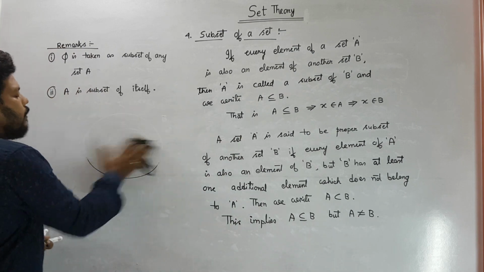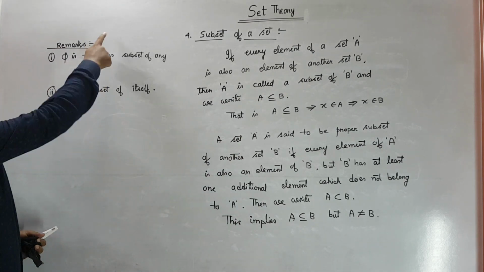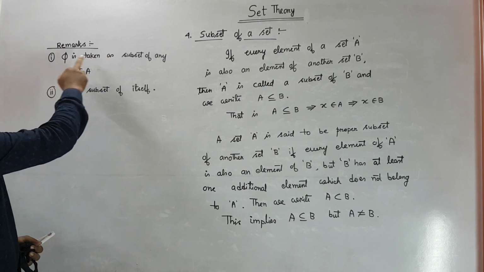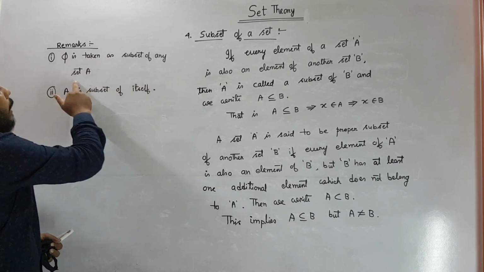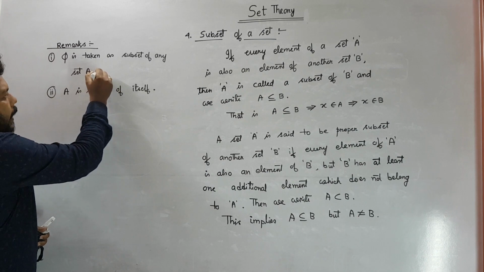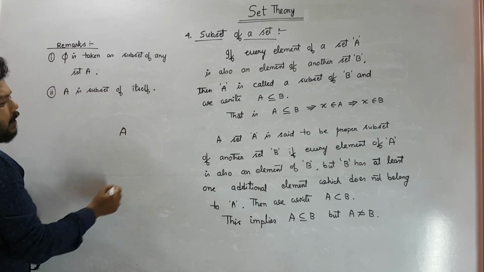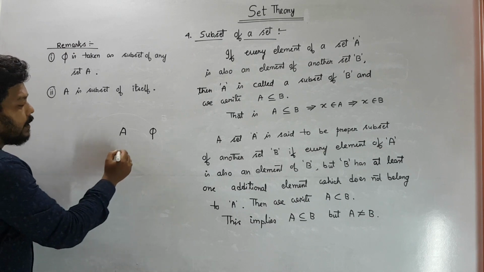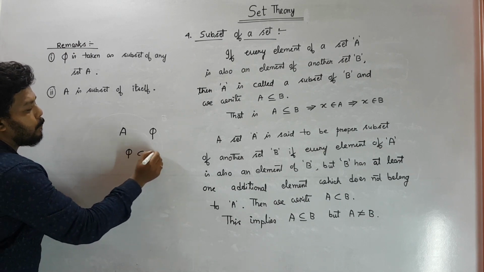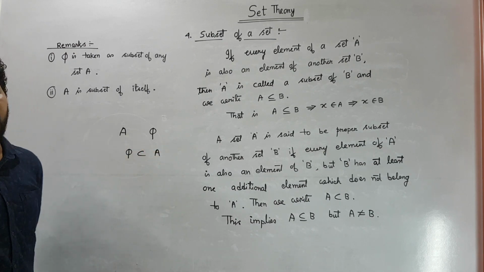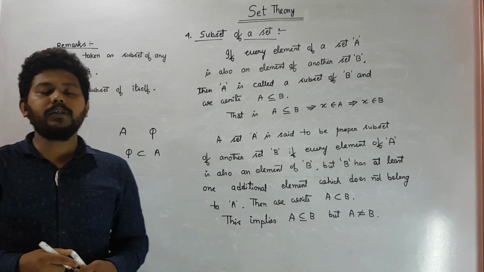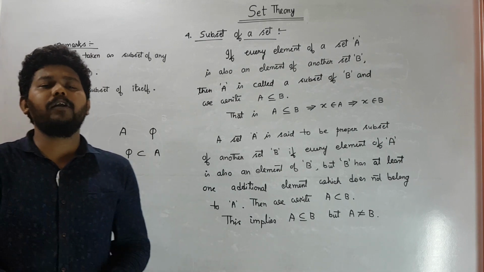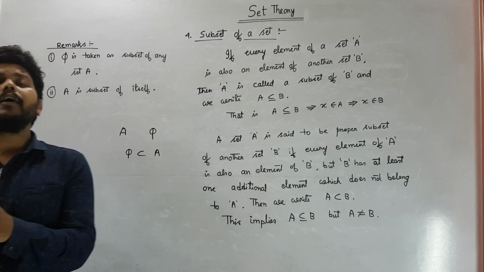Now you have to learn these things too. Remark number 1: phi is taken as a subset of any set A. For any set capital A, phi is said to be its subset, that is, phi is a proper subset of capital A. Why so? Because if you take no element from set A, it is called phi.